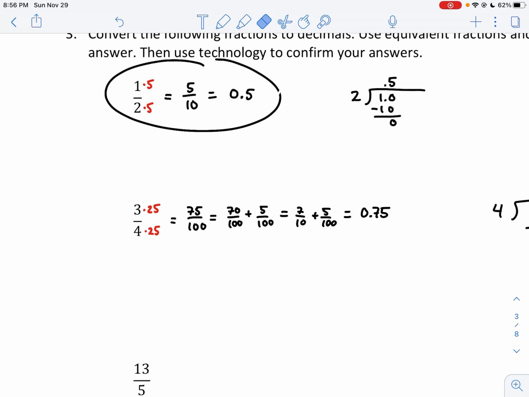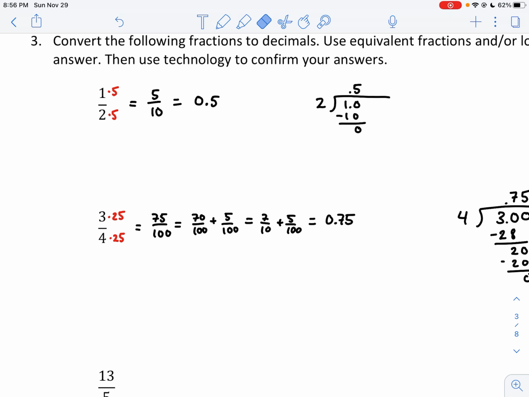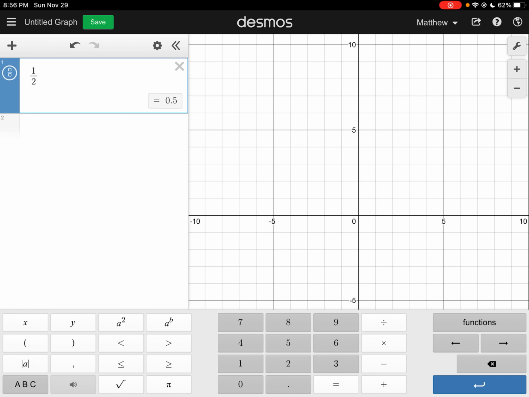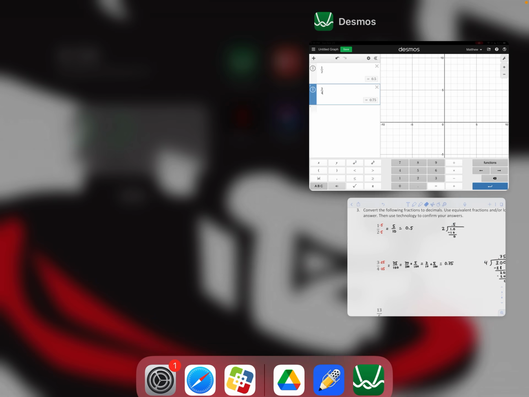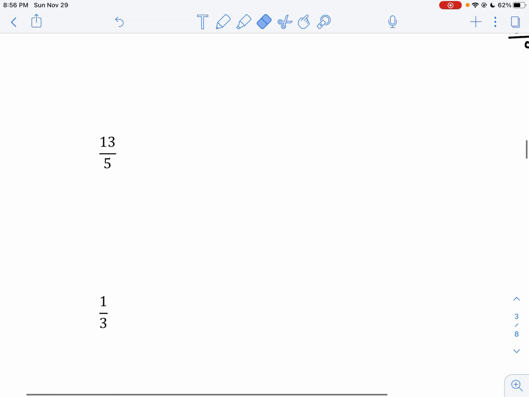My interest in this lecture was to show you this approach in case you had not seen it before. And then let's go back to Desmos and confirm that 3 divided by 4 is in fact 0.75. So 3/4 is the same thing as 75 hundredths, is how you would interpret this.